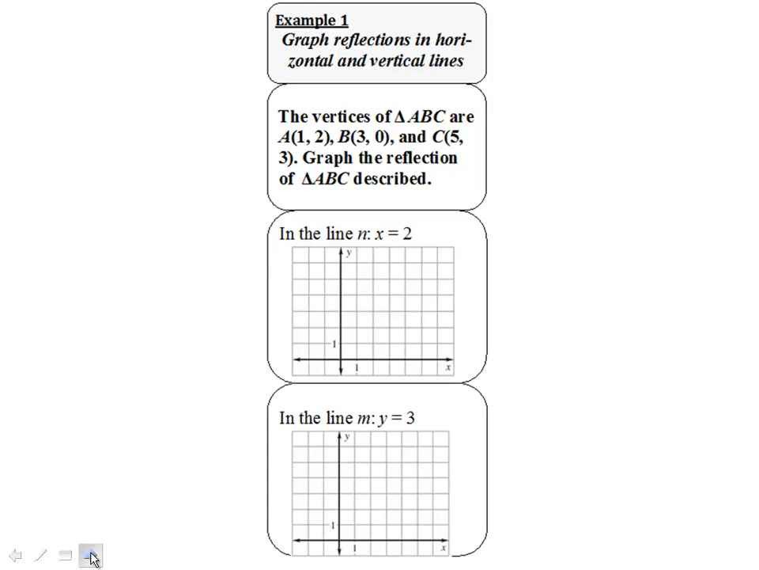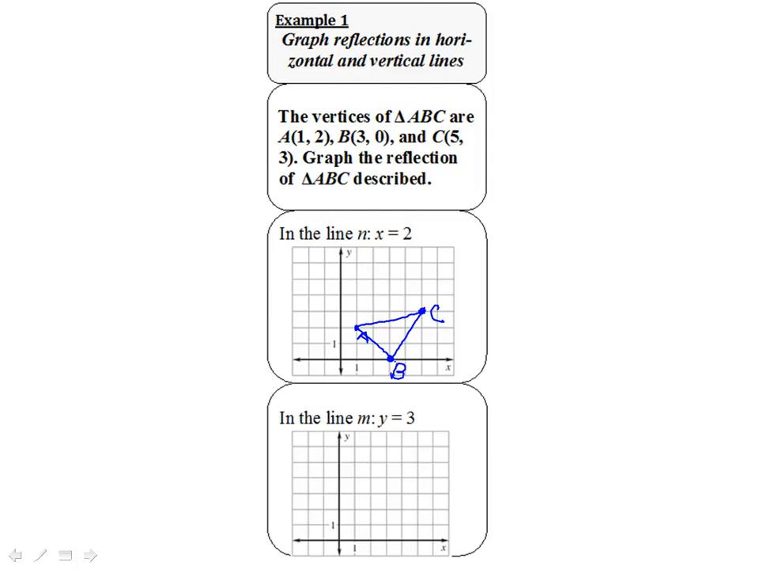The vertices of triangle ABC are A (1, 2), so I'm going to put A on here. 1, 2 is right here, here's my A. B is (3, 0), so 3, 0 is right here. And C is (5, 3), so 1, 2, 3, 4, 5, 3 is right here. There's my point C. And remember, this is called your pre-image because it's before a change has been made.